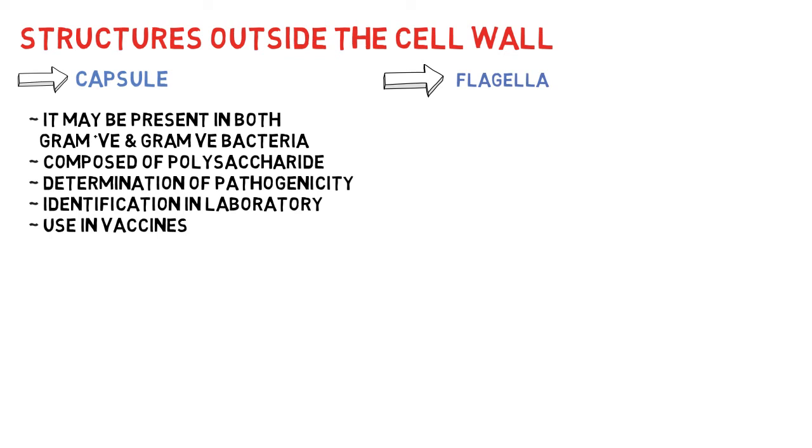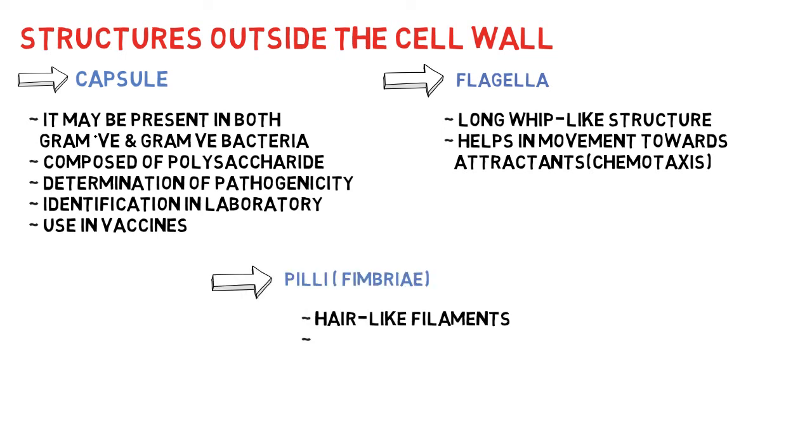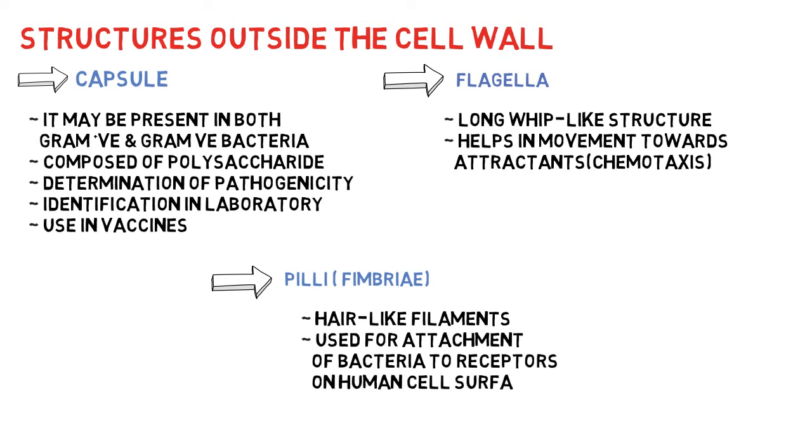Flagella. Some bacteria can move, so they have a long whip-like structure that helps them move towards attractants and nutrients. This is called chemotaxis. Villi. These hair-like filaments are used for attachment of bacteria to receptors on human cells. So this was all about the bacterial structure.